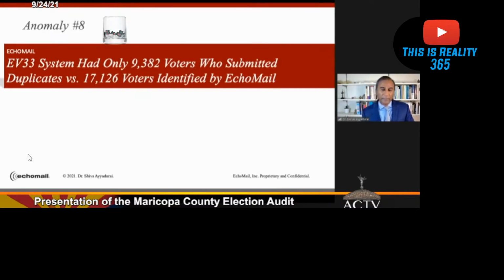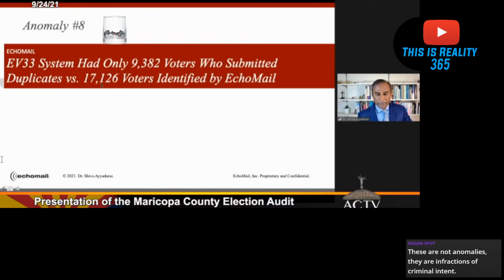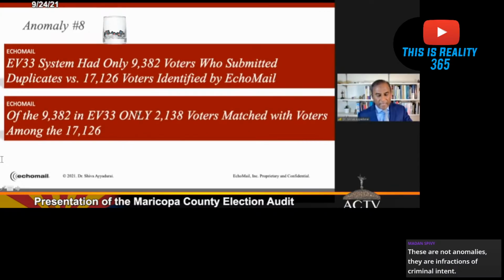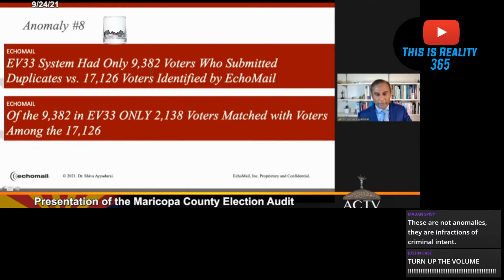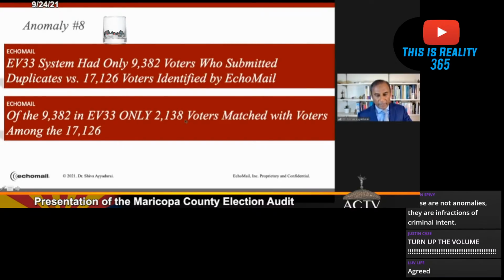The next anomaly is we also noted that the EV33 system, which contains all the early voting ballots, had 932 voters who submitted duplicates versus the 17,126 that we identified. But what's fascinating is when we matched those 932 voters against our 17,126, only 2,138 voters matched. Let me repeat that again.